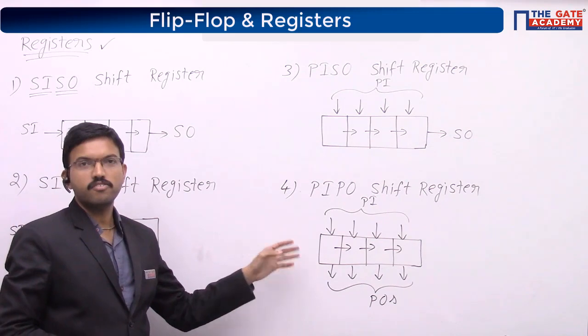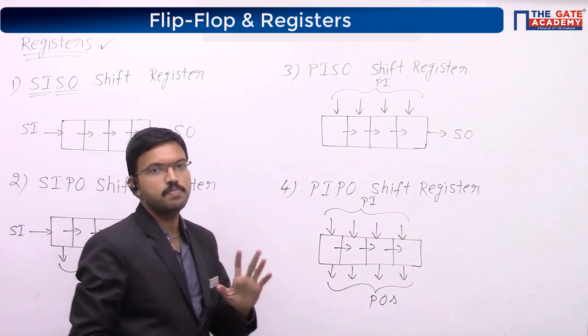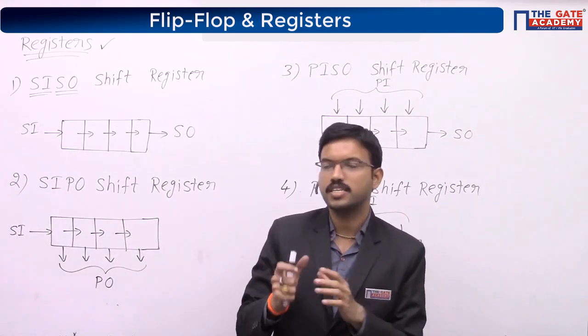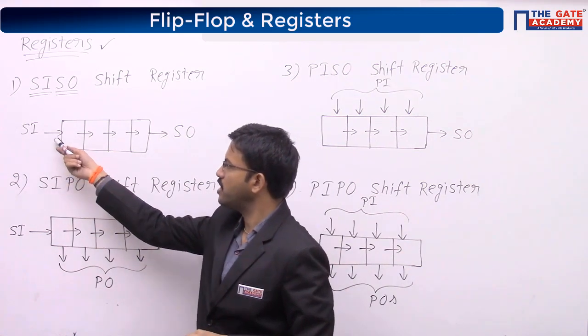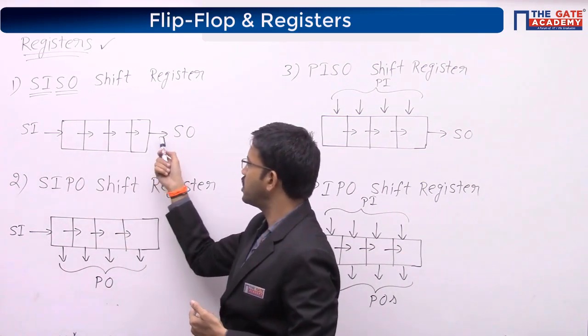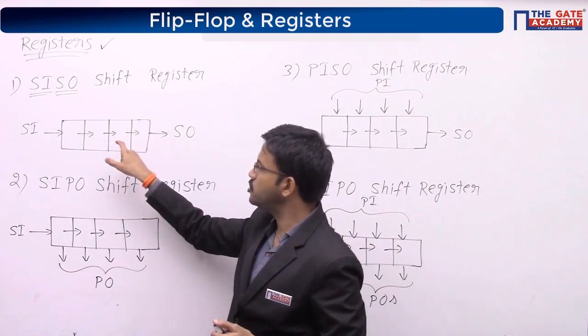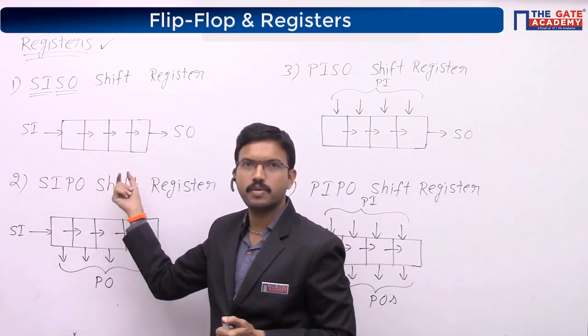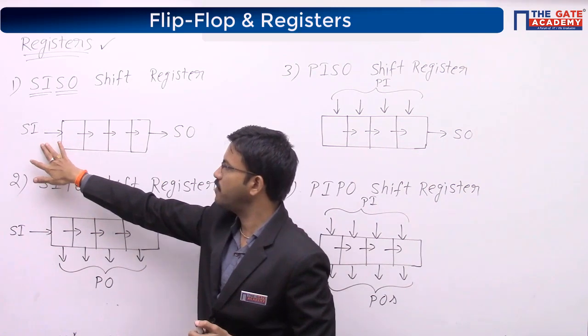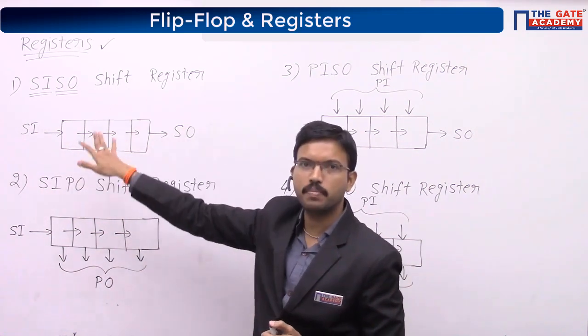Parallel in, parallel out is the fastest one. I am asking about the simplest. Simplest means the number of connections is less. See here, you have one input line and one output line. This is the simplest one. Of course, you will have a clock signal; for the time being, I haven't represented that. Here you have one input line, one output line. This is the simplest one.